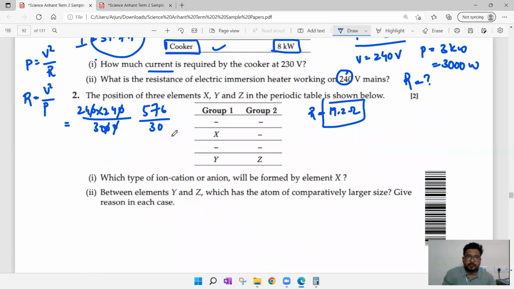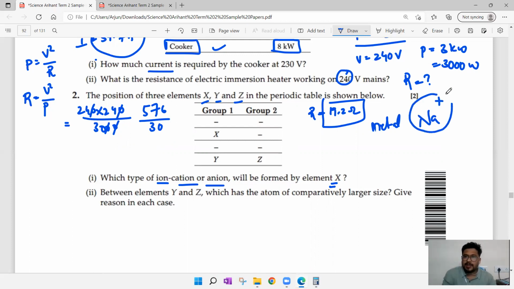Second question. The position of 3 elements X, Y, Z in the periodic table is shown below. Okay, X, Y, Z is there. Which type of ion, cation or anion, will be formed by element X? While coming to element X, it is in group 1. Group 1 means its valency is 1. That element will always lose an electron. If an element is losing an electron, it is a metal. For example, let us consider sodium, which loses an electron. After losing the electron, it becomes positive.